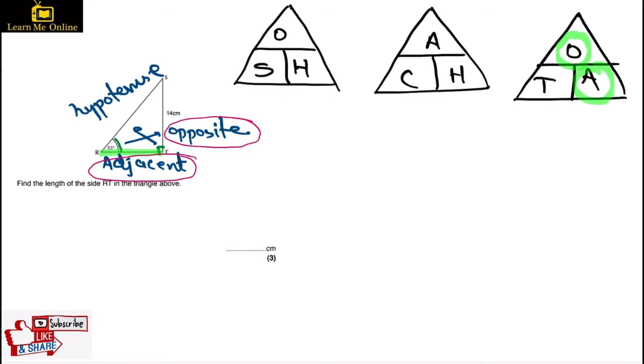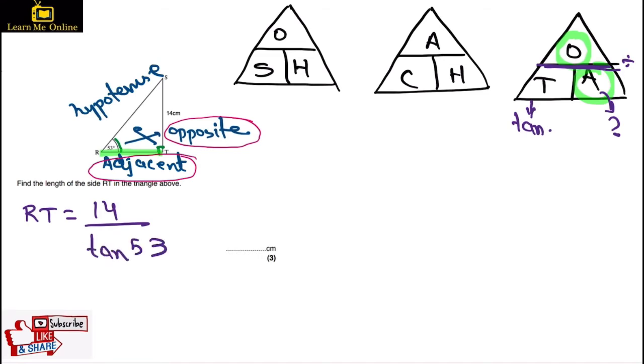It means the function is the tan function. I'm going to write it down here. Now to find the length, we are finding out adjacent. I'm going to put a question mark over here so I remember what I'm finding out. So adjacent, which is RT, equals, as I told you, this line represents the divide, opposite, which is 14 at the moment, divided by the tan function and the angle, so tan 53. You just use the calculator and you're going to get the length of RT, which is 10.5 centimeters.